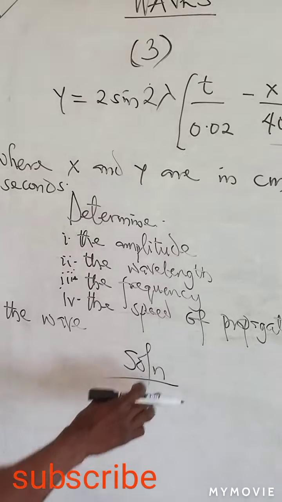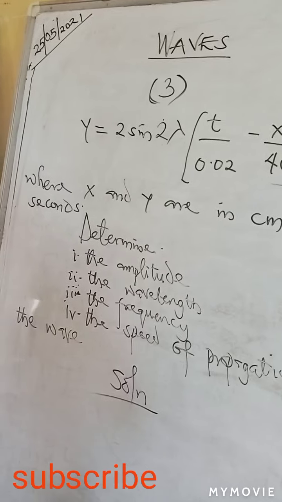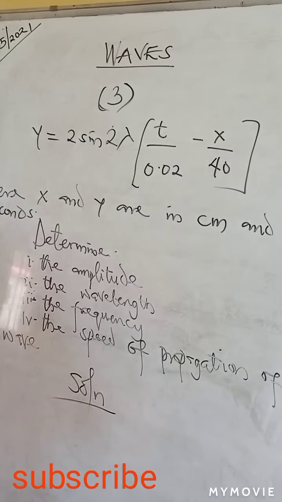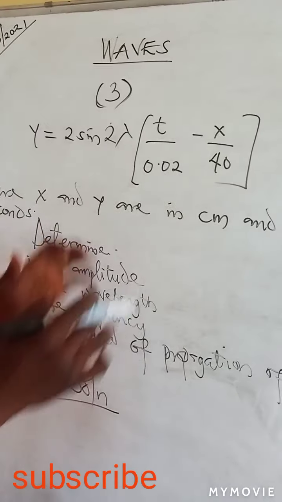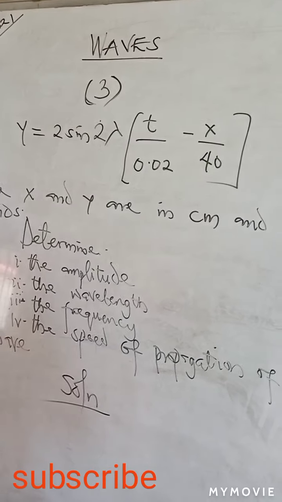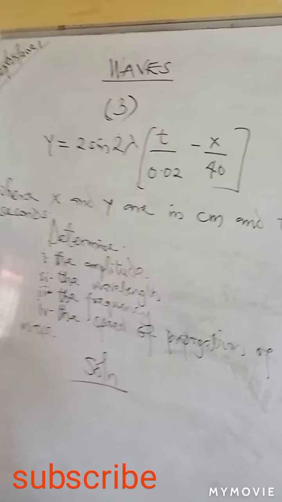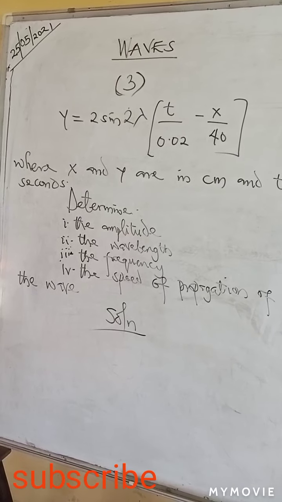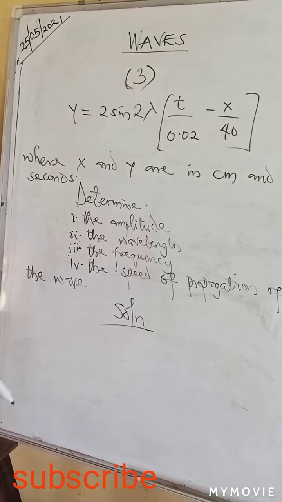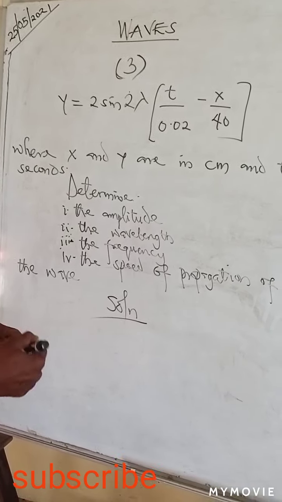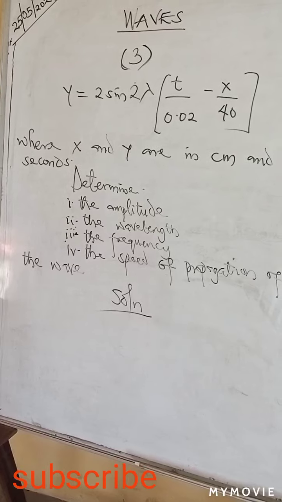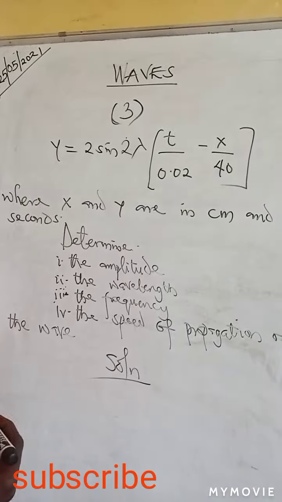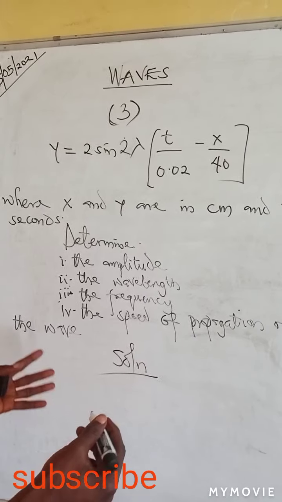Solution. What I call the equation of a transverse wave. Students normally have problems with this very question because they believe whenever they see it like this, they will not be able to solve it. That's the first belief they have: how will I get it? I have a problem with this wave equation. But it's not that difficult to solve.